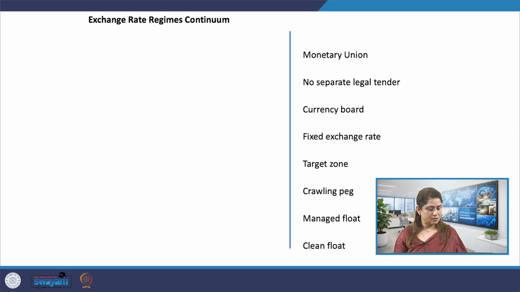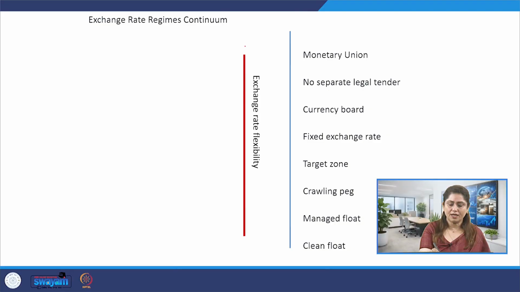Now, this is a continuum of the various exchange rate regimes. We have on one hand the monetary union having a single currency, and on the other side of the continuum we have the clean float. If we talk about exchange rate flexibility, it is minimum, or we can say 0, when it comes to monetary union, while it is maximum when it comes to clean float.